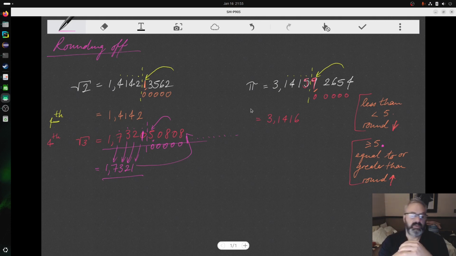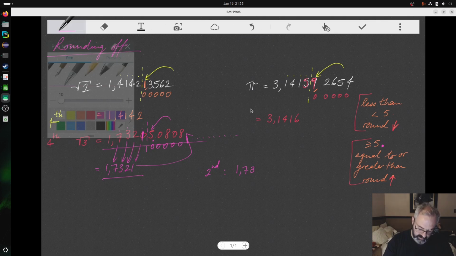Alright, so let's finish it off with just one more example. We'll take the square root of 3 again, and I'll ask you to round it off to the 2nd decimal. See if you can do that. Pause the video here and see if you can do that rounding off exercise. Okay? And if you've done it now, the answer will be 1,73.